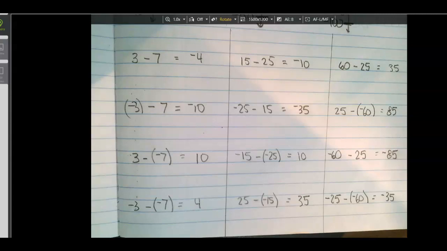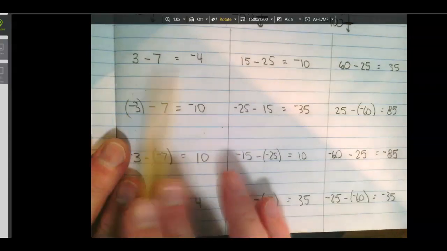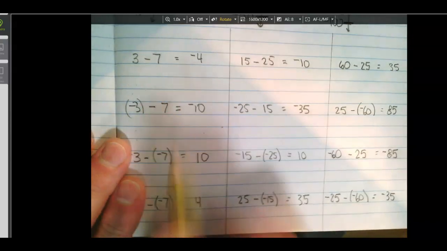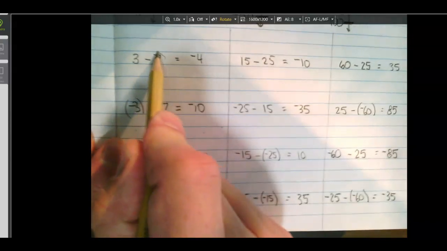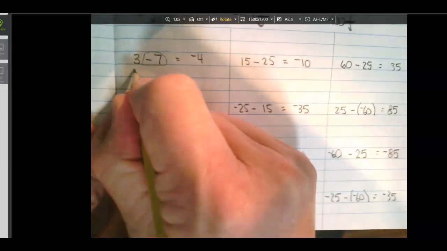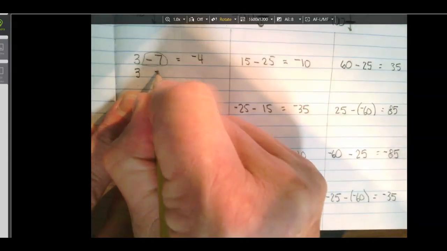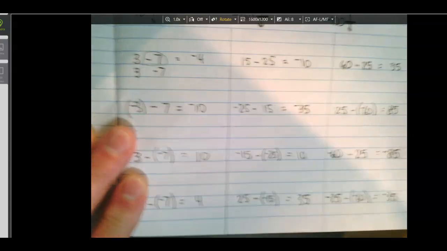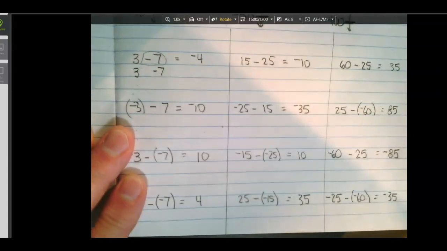So I want to take a look at how we did these on a number line. These were the 4 problems that we just worked on, and I want to see what they look like on a number line. Again, remember I told you to look at this whole thing here as a -7. And so what I'm putting on the number line is a 3 and a -7. Those are the 2 numbers I'm combining.